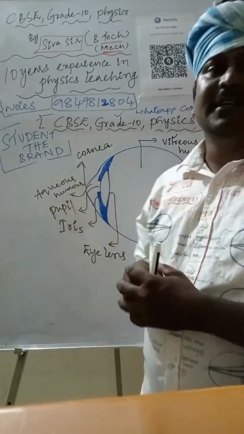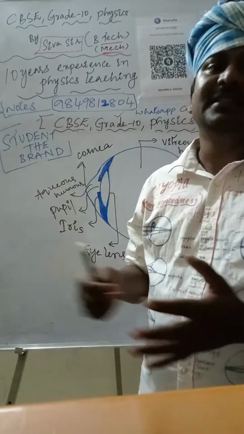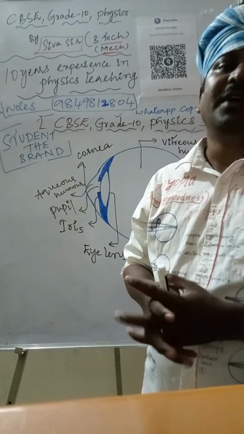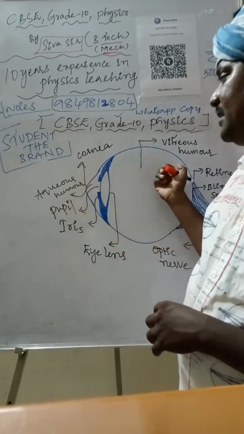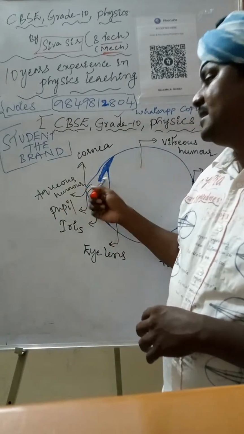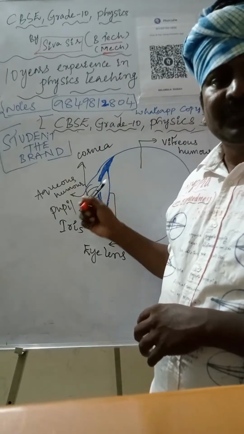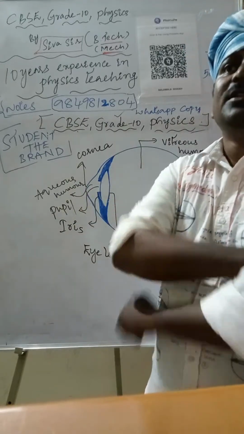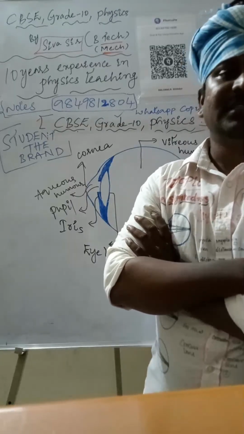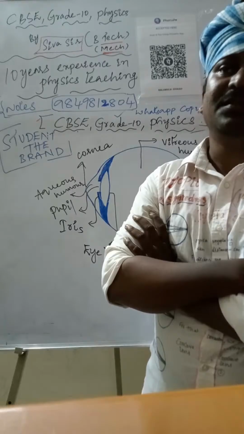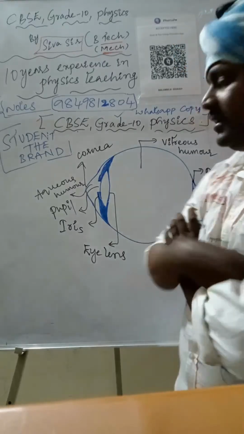The eye lens is a crystalline lens. So whenever light falls on it, it will converge and make it fall at the retina. So this is the eye lens, a crystalline, converging lens. Whenever the light ray falls on it, it will converge and make it fall at the retina.